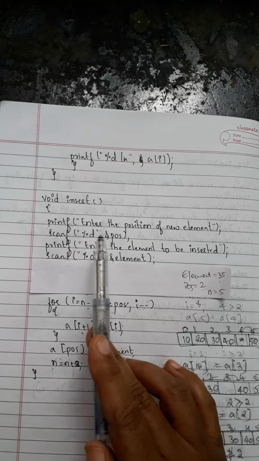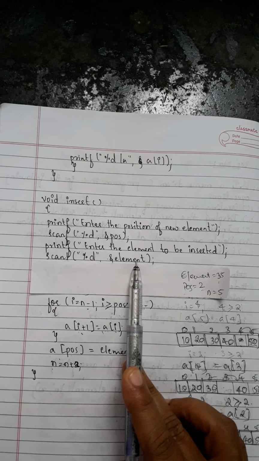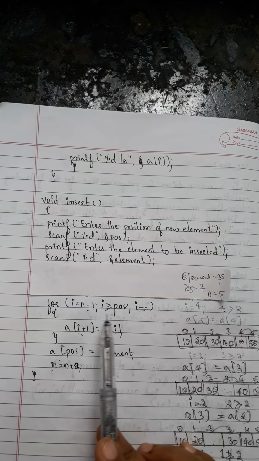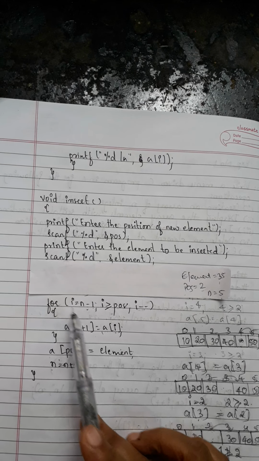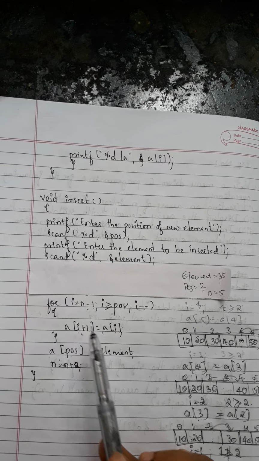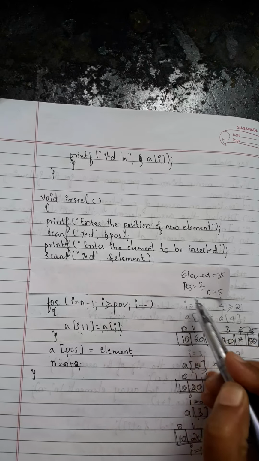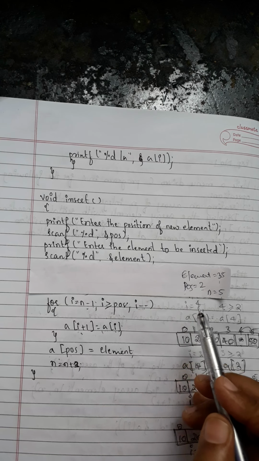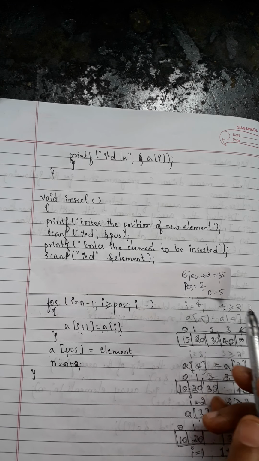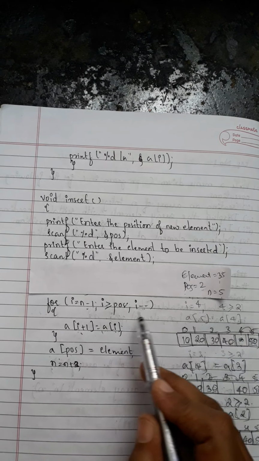Then printf, enter the element to be inserted. Which element you want to insert? 35. So 35 is stored into the variable element. Then you have the for loop to create the space for position 2. You have to move the third, fourth, fifth position elements to the next position using this for loop.